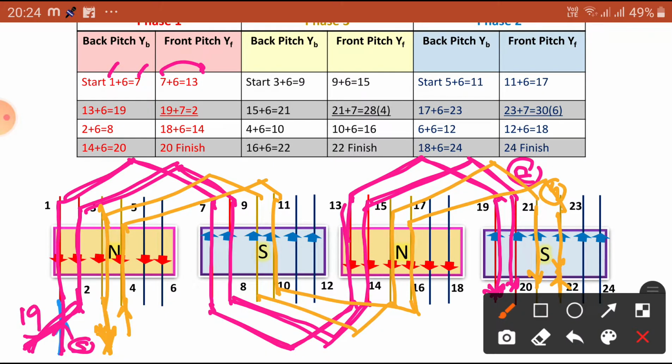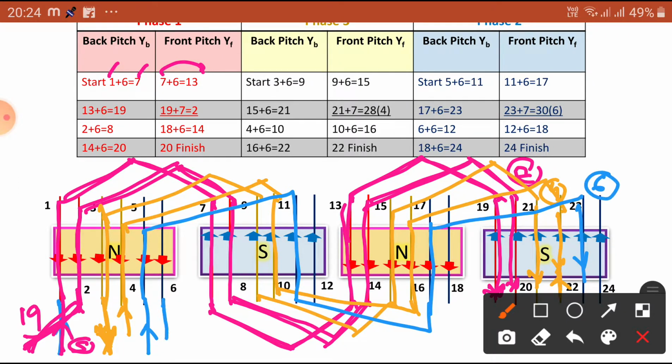Here it starts from the 5th slot, this is the 5th slot, you connect here, and this 5th is connected to 5 plus 6, 11. We are going to connect the 11th slot here, and 11 plus 6 is 17. We are going to connect the 17 here. 17 is connected to 23. So we are going to connect the 23 here. Where is this 23 going to connect? That should be the 6th conductor.